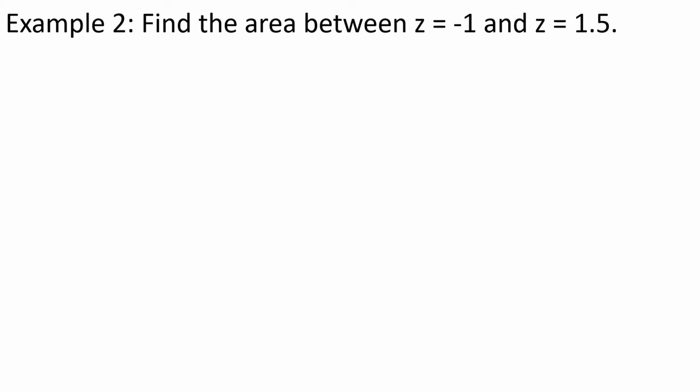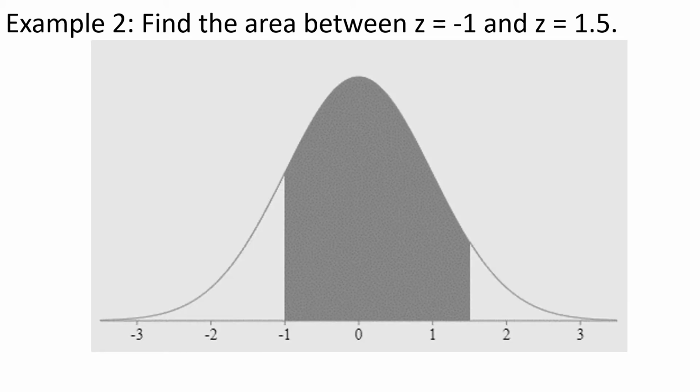Example 2. Find the area between z equals -1 and z equals 1.5. Under the normal curve, we are asked to find the area of this shaded region, from z equals -1 up to the point where z is equal to 1.5. Take note that the z-table gives us the area from 0 to a certain number, to its right. That means if the total area of the region under the curve is 1.0 or 1, then half of it is 0.5, and the other half is 0.5.